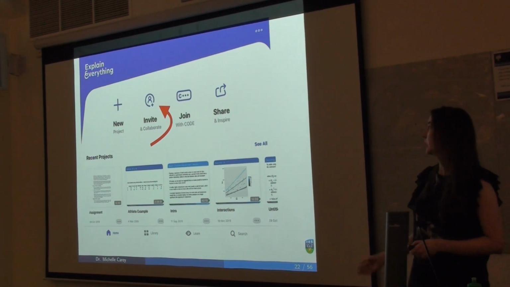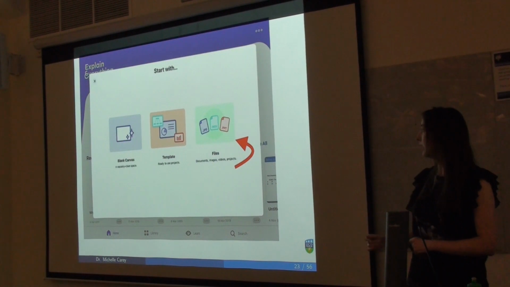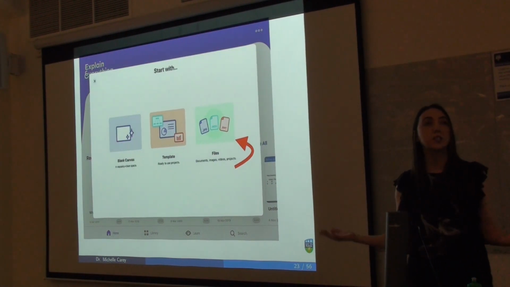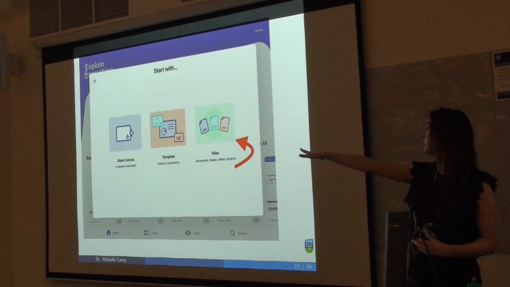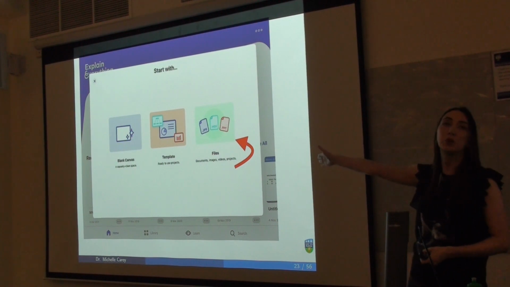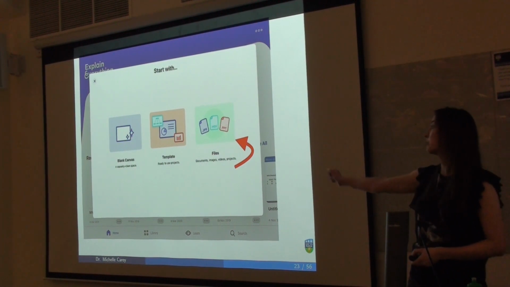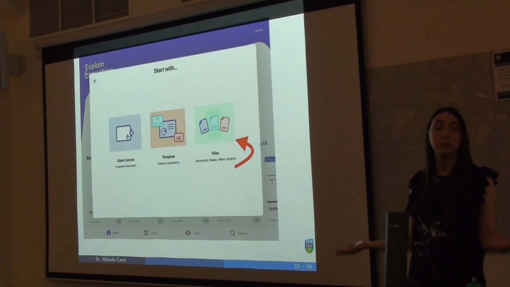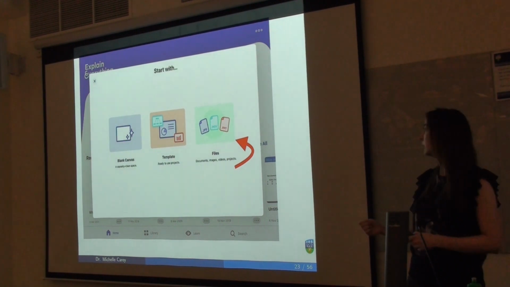I want to invite someone to a particular project. So I click the invite button. I'll be shown the same options as before. I can invite them and have a conversation with a blank canvas. We can have a conversation on a particular template, or again, I can upload a PDF file. So let's just say I upload the same set of lecture notes that I had a minute ago.